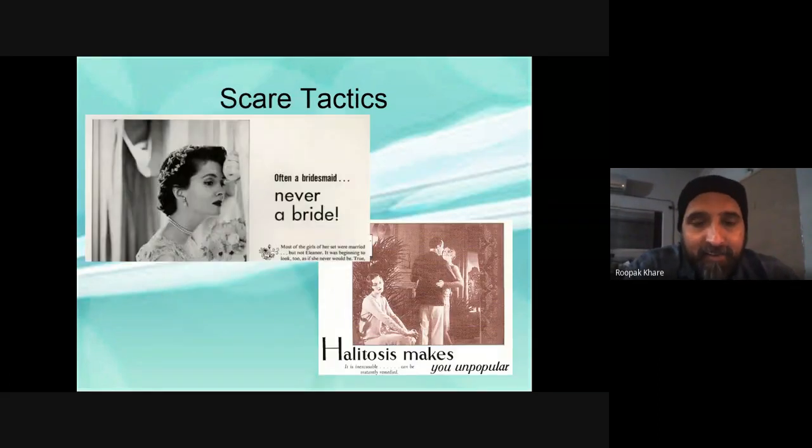Scare tactics. Now, this is a very old advertisement which says, often a bridesmaid, never a bride. So there is a woman shown in this picture who often becomes a bridesmaid in weddings. The bride's friend who's there with the bride always, but she is not able to become a bride herself. Why? Because she isn't using a certain product. If you use that product, you will become popular. Another advertisement of the same product.